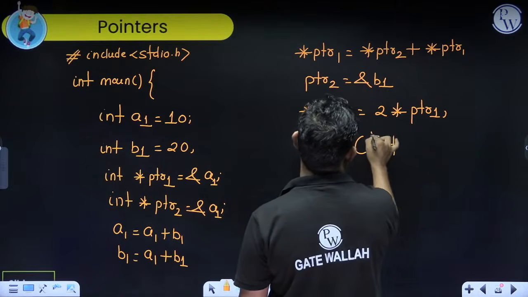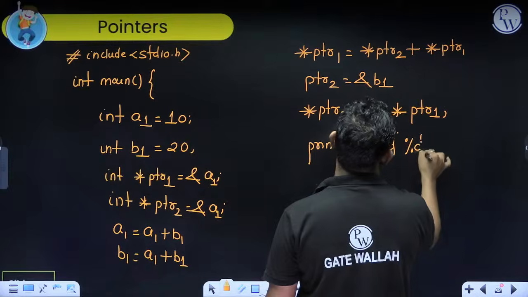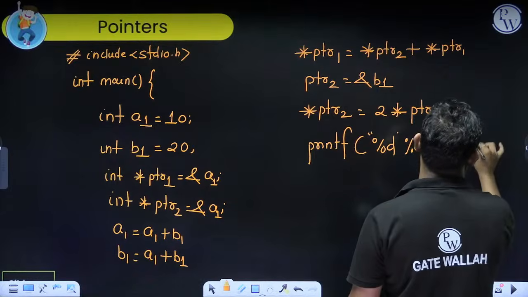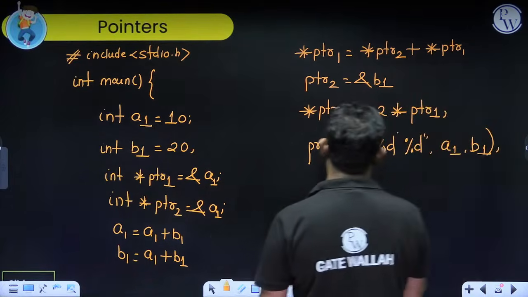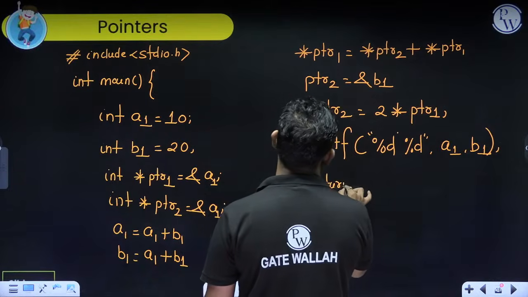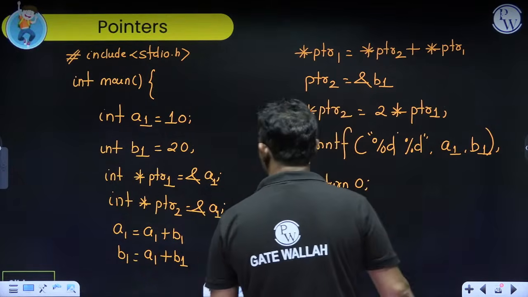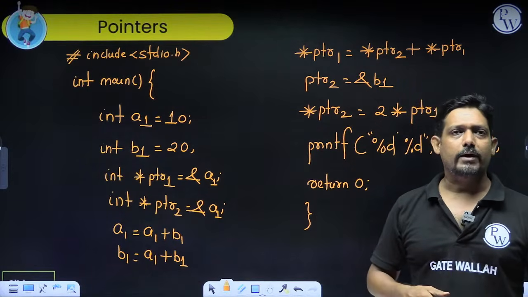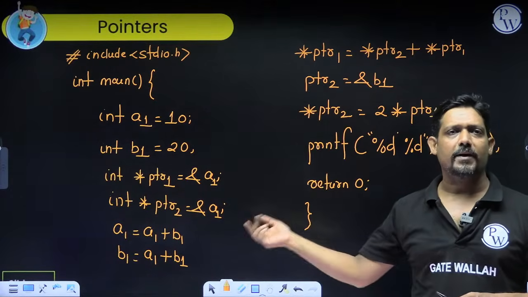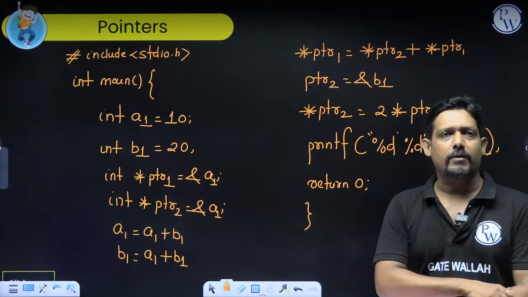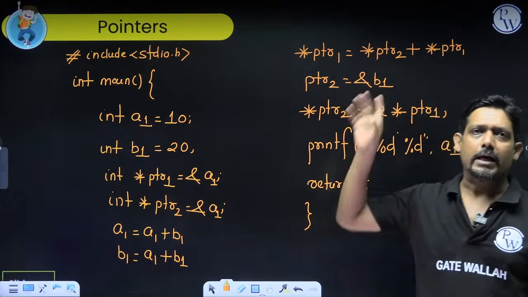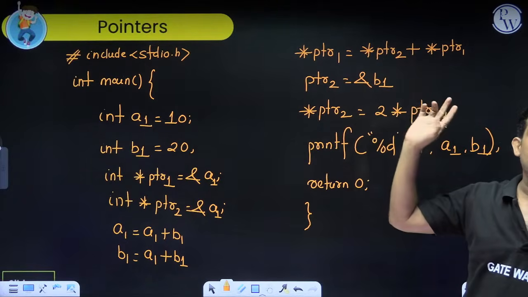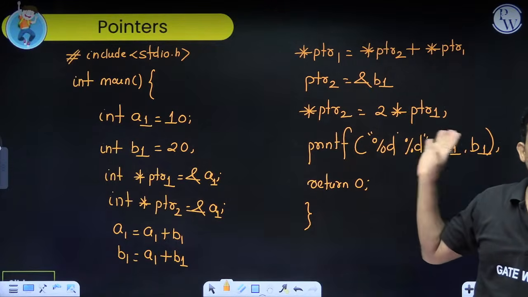%d. Now everyone will solve this question. This is a good question to clarify your understanding. A1 and B1. This is how the question comes in the examination, and then return 0. Let's see what exactly you can do with this question. A1 is 10, ptr1 is equal to address of A1, ptr2 is address of A1, then A1 is updated to A1 plus B1, B1 is updated to A1 plus B1, star ptr1 is equal to star ptr2 plus star ptr1, ptr2 is equal to address of B1, star ptr2 is equal to 2 times star ptr1.